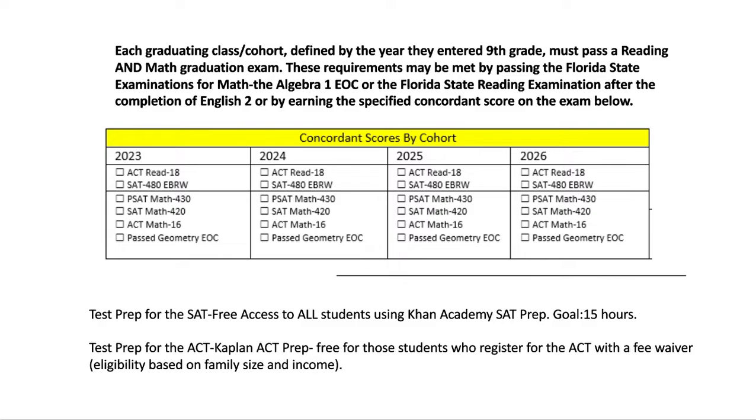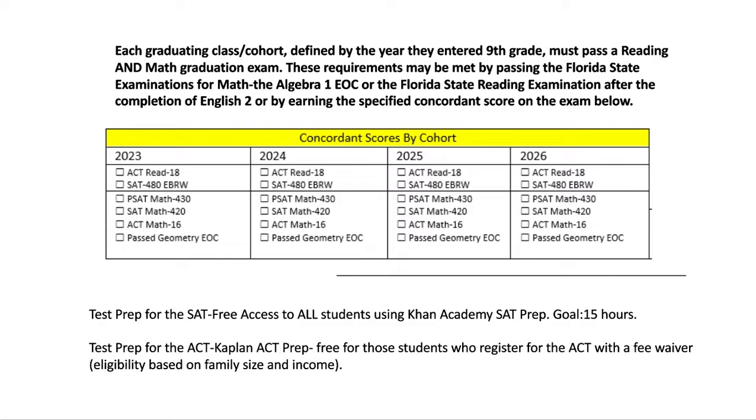So for the state graduation test for reading, you can either pass the state developed reading graduation test, or you can pass the ACT reading or the SAT reading. For the math, you can either pass the state assessment for Algebra 1, which is the Algebra 1 EOC, or you can pass your PSAT math, or your SAT math, or your ACT math, or you can pass the geometry EOC.